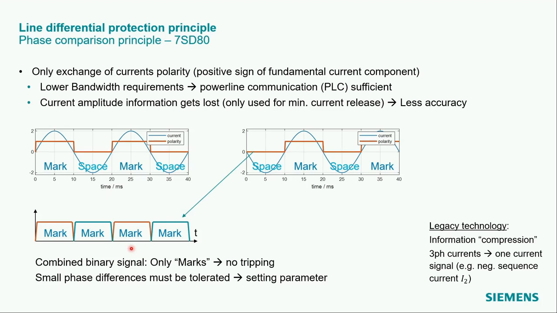Small gaps due to phase errors must be tolerated and stabilized by some settings. In the legacy technology, information compression was used. The phase comparison is done for each phase current in the 7SD80 device. Legacy relays further compressed the information and evaluated only one combined current signal. This could be, for example, a negative sequence current.